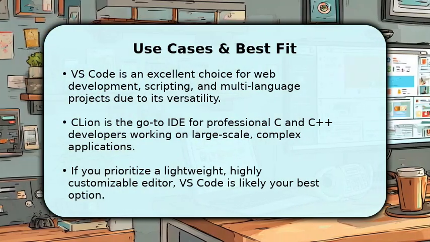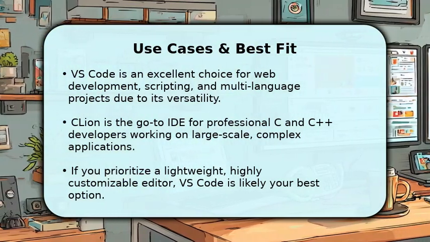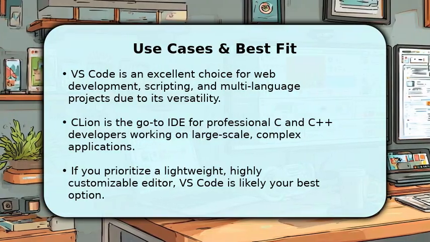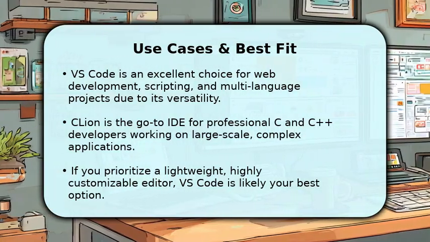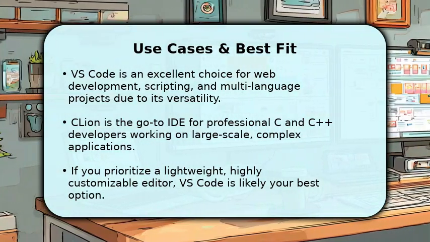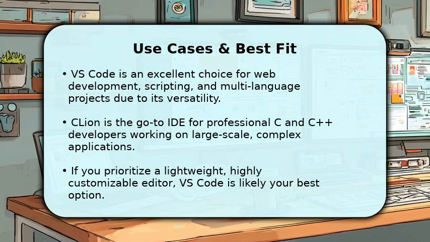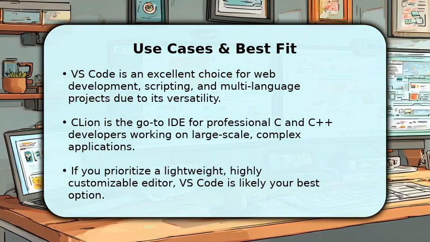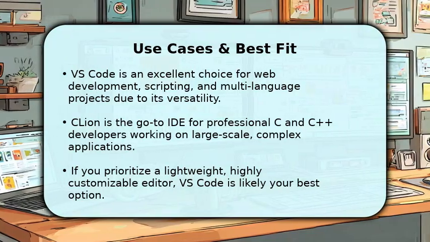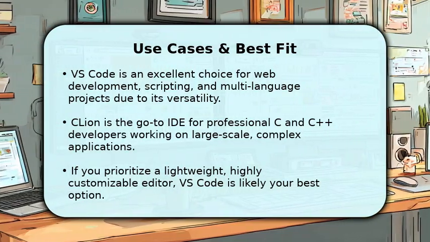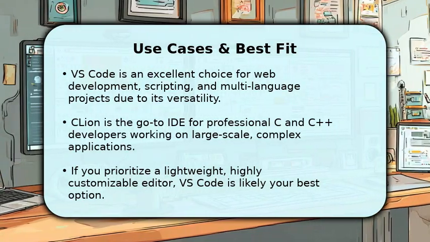So, which one is right for you? VS Code is ideal if you're involved in web development, scripting, or working across multiple programming languages. Its flexibility and vast extension library make it incredibly adaptable. CLion, conversely, is the undisputed champion for serious C and C++ development.